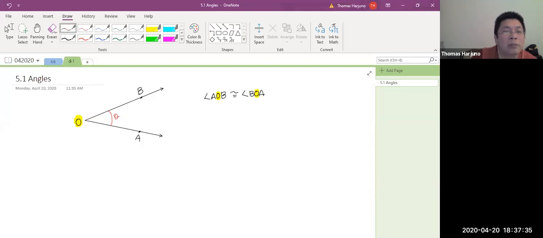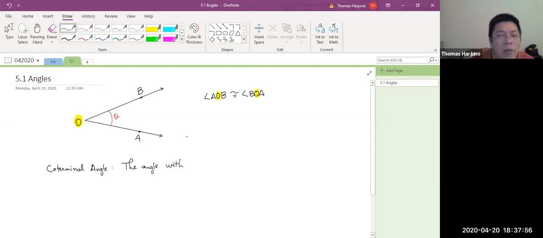Now, some definitions. A coterminal angle is an angle with everything common: common vertex, common initial side, and common terminal side.